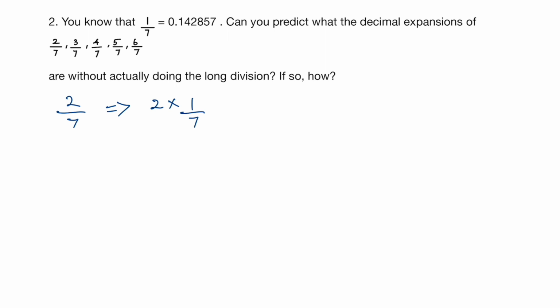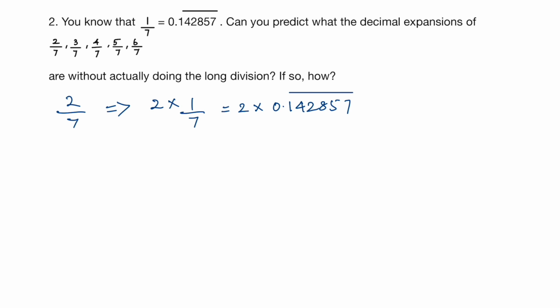Now we know the value of 1 divided by 7 is 0.142857. I think there would be a bar here. Sorry, not over the entire thing: 142857 would be recurring. So I think I've missed that in the question. Let that be there, you don't worry about that. Now 2 times 0.142857, the value of 1 by 7, that is it.